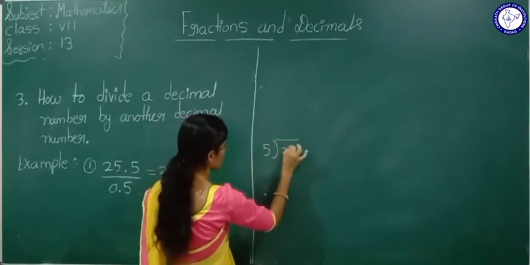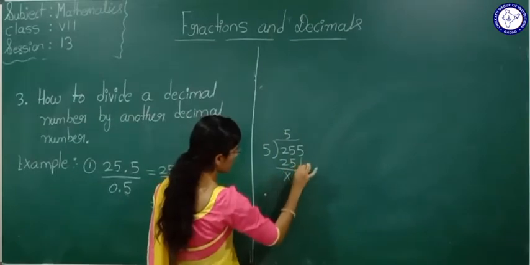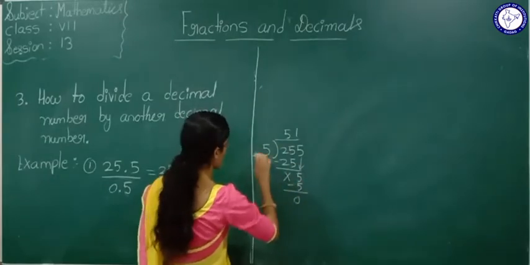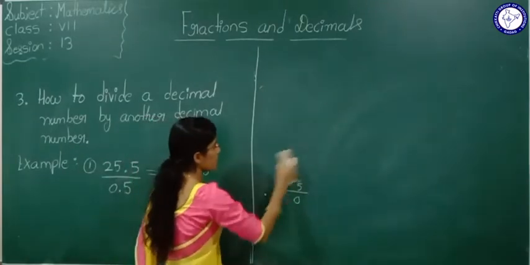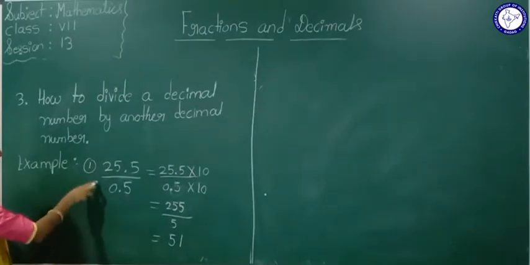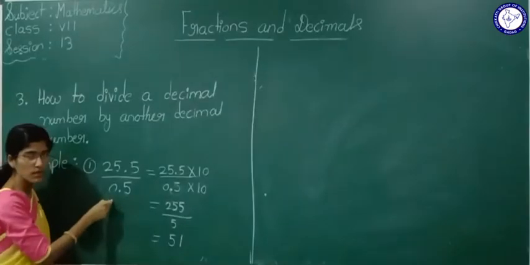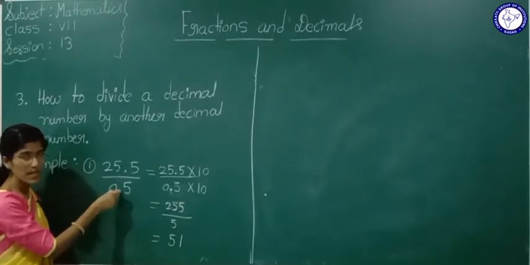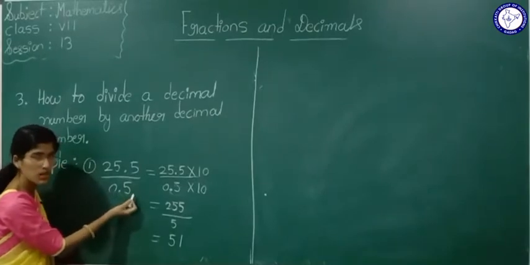5, 255. 5 5s are 25. Here 5 will come. Yes, 5 ones are 5. What is the answer? It is 51. Is it understood how to divide a decimal number by another decimal number? The main thing is that this divisor you have to make a whole number. To make this divisor a whole number, you have to see whether you have to multiply by 10, 100 or 1000. Say just I shift this decimal point to here, it will become a whole number.